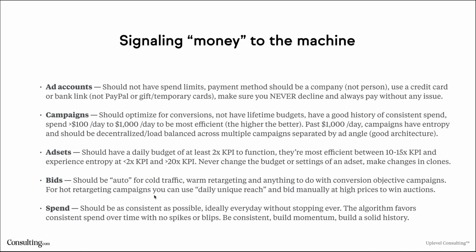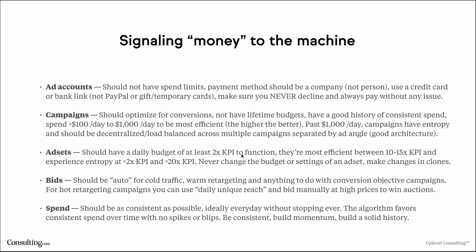Now, KPI is the thing it's optimizing for. So if it's optimizing for leads, if the conversion event is set as leads, and you're getting leads for $10, then 2 times KPI would be $20. 2 times $10 equals 20. That's where it's going to really start to function its best.